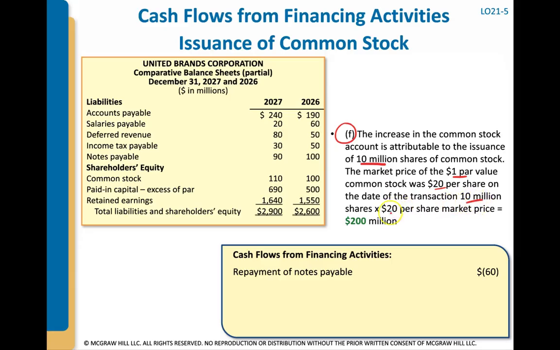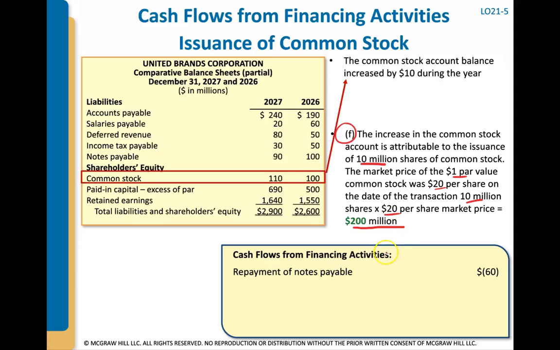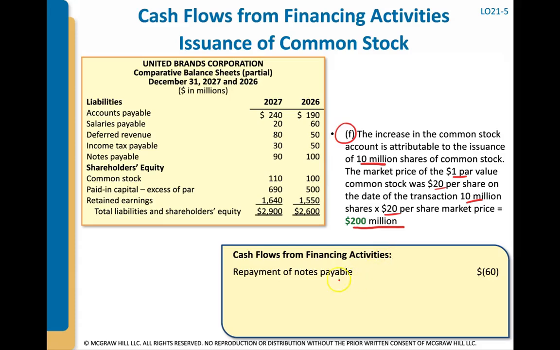So you take the 10 million shares times $20 means $200 million. So we received $200 million, okay? So that 200 will come in just in a second. But let's see what happened to our common stock account.